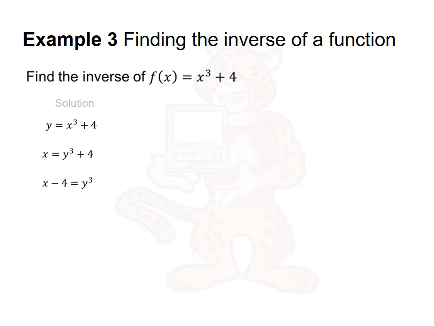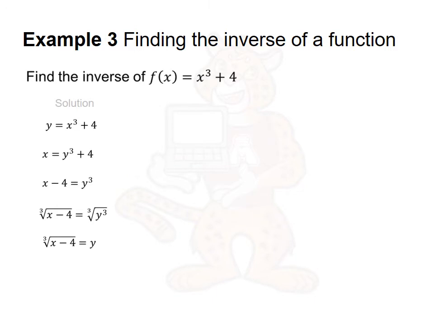need to do is to take the cubic root. The power 3 can be undone by using the cubic root. So what we're going to do here is to take the cubic root of both sides. So I proceed taking the cubic root of x minus 4 and also the cubic root of y to the third power. So we cancel the cubic root with the y cubed, and what remains on the right is y.